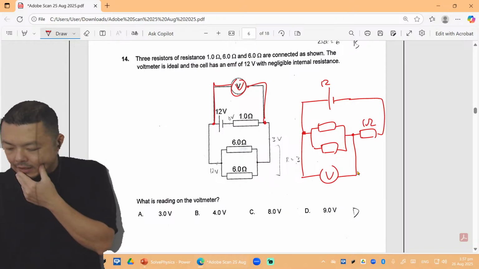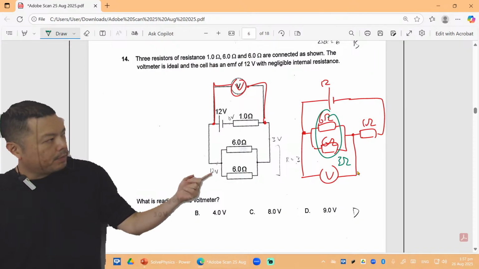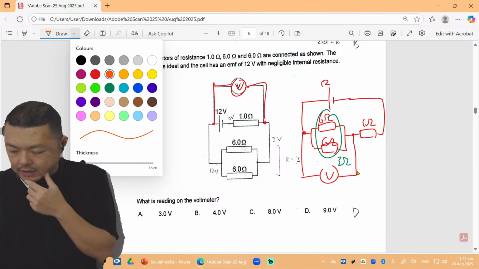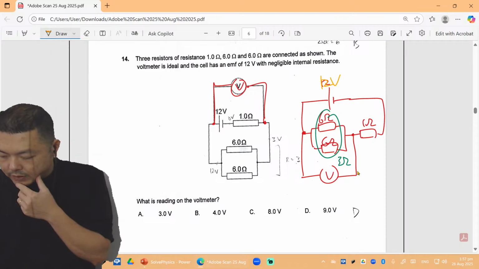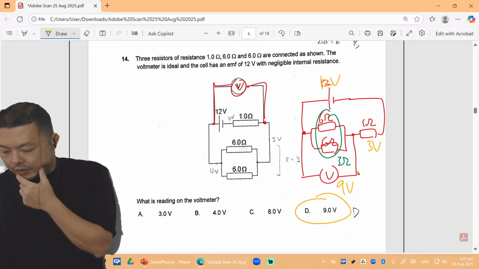Okay, and this one's 6 ohms. So the total resistance for this combo here is 3 ohms. So you have a 3 ohm to 1 ohm split between 12 volts. So how many volts is that in total here? This is 12 volts, right? So 9 volts and 3 volts, right? So 9 volts is your answer, right?